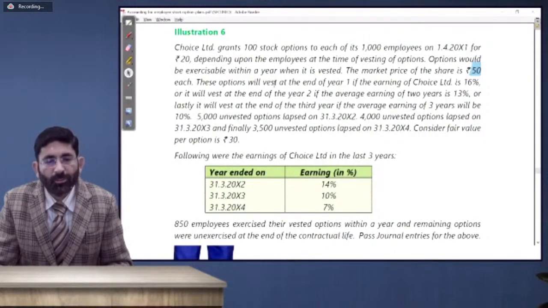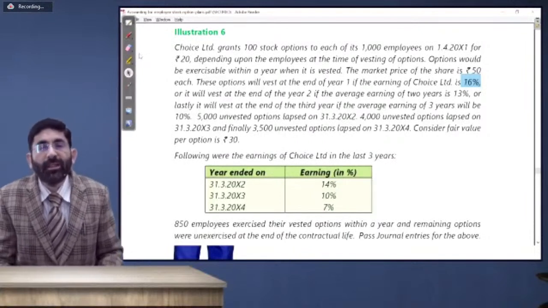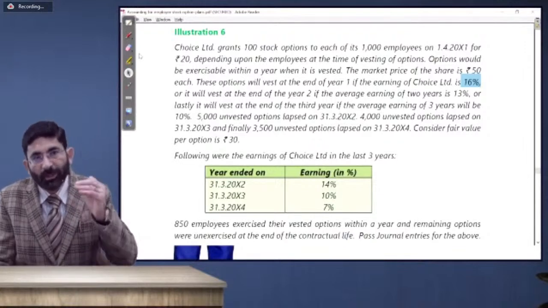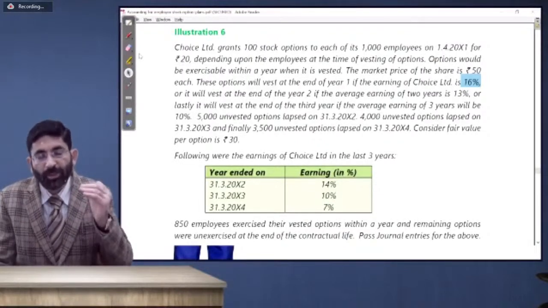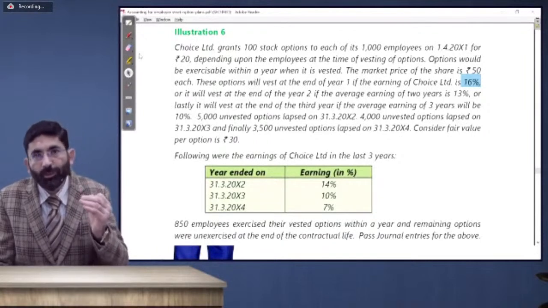These options will vest at the end of year 1 if earning of Choice Limited is 16%. This is the condition. I have made a condition to our employees that if you will work hard, obviously the company will earn better. If the company will earn better, then the company will give you these stock options. Otherwise, you will not be able to get it.